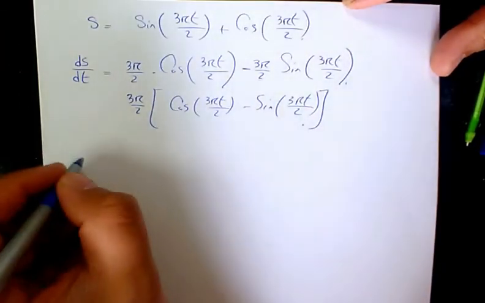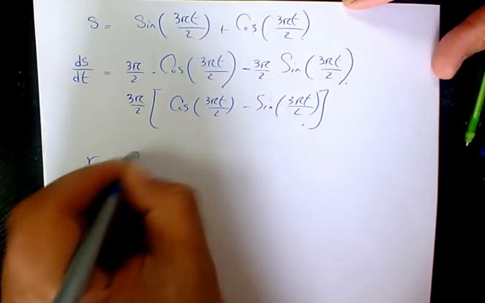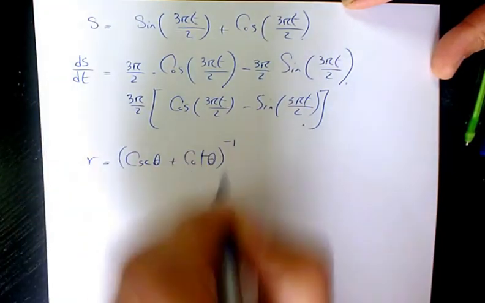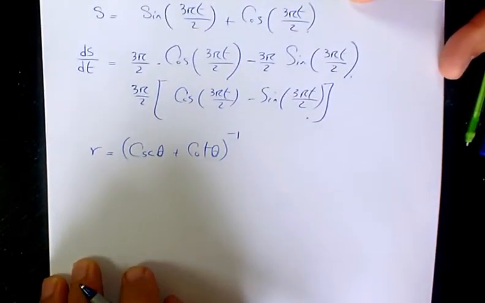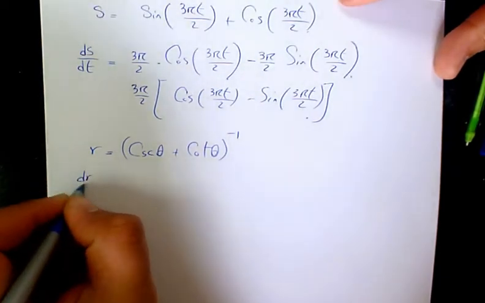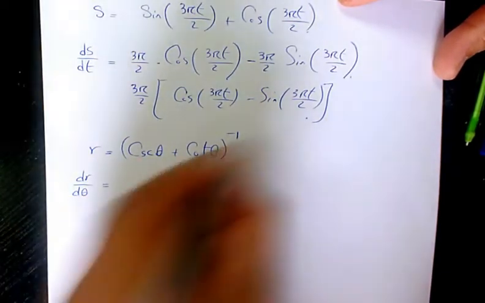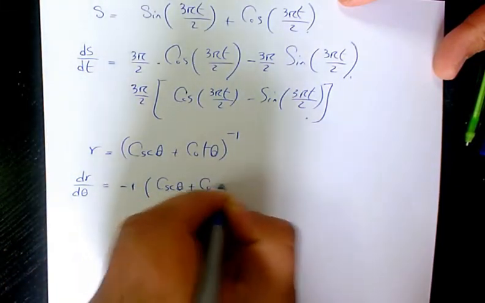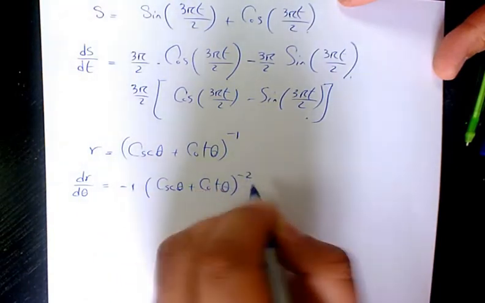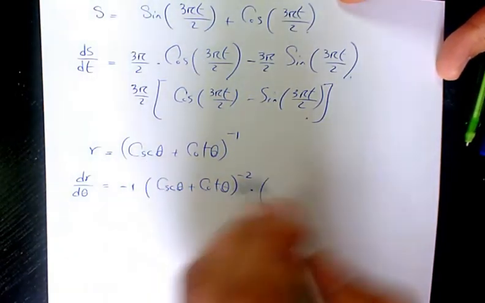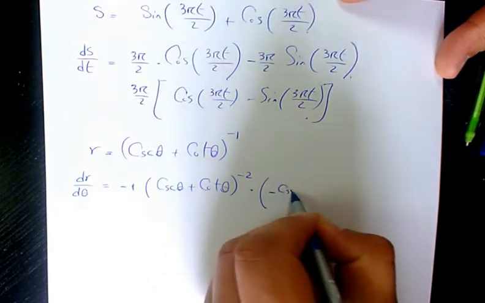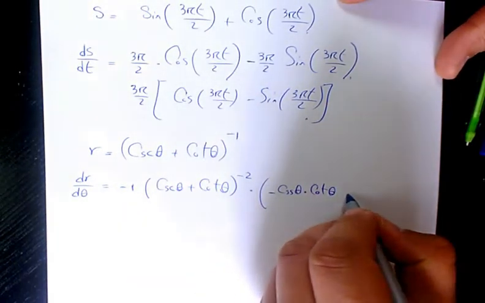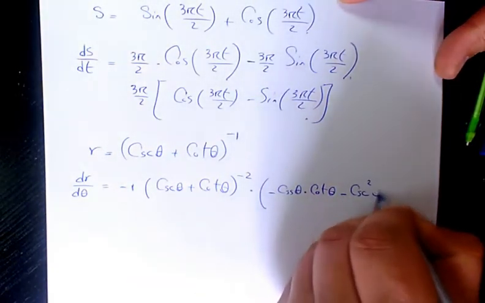Next example, we have r equals cosecant theta plus cotangent theta to the power of negative 1. So dr over d theta is going to be negative 1 times cosecant theta plus cotangent theta to the power of negative 2 times derivative of cosecant theta, which is negative cosecant theta cotangent theta, and derivative of cotangent theta is going to be negative cosecant squared theta.